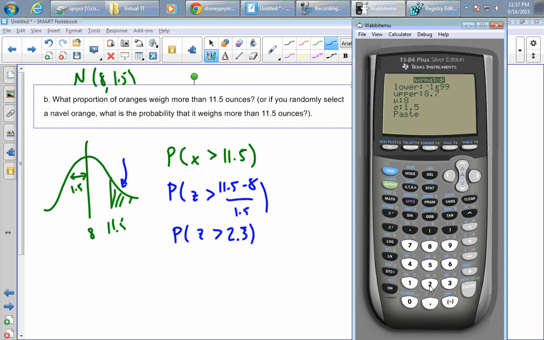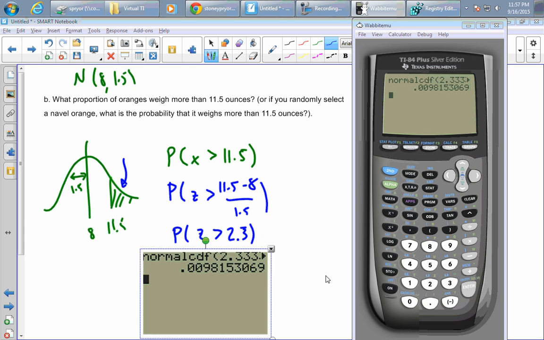My lower bound this time is going to be 2.33333333. My upper bound is some really big number. Really it is infinity, but you know, 999 trillion is probably close enough. In fact, 15 is probably close enough. The mean is 0. The standard deviation is 1. I paste it. There's my answer. I could alternatively go second distributions.